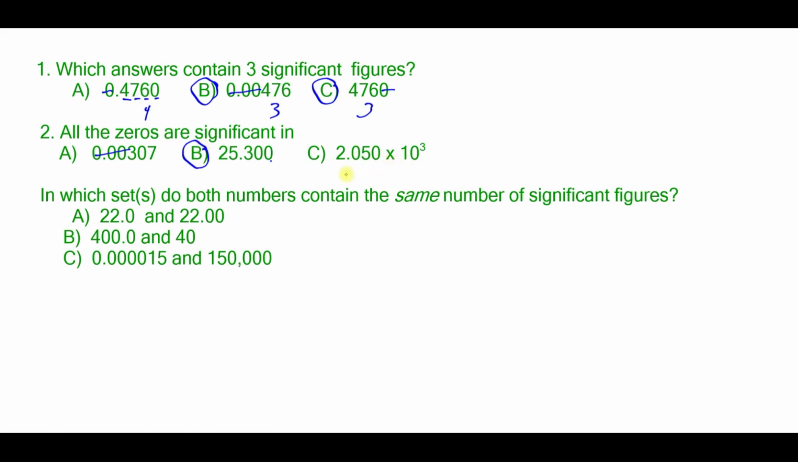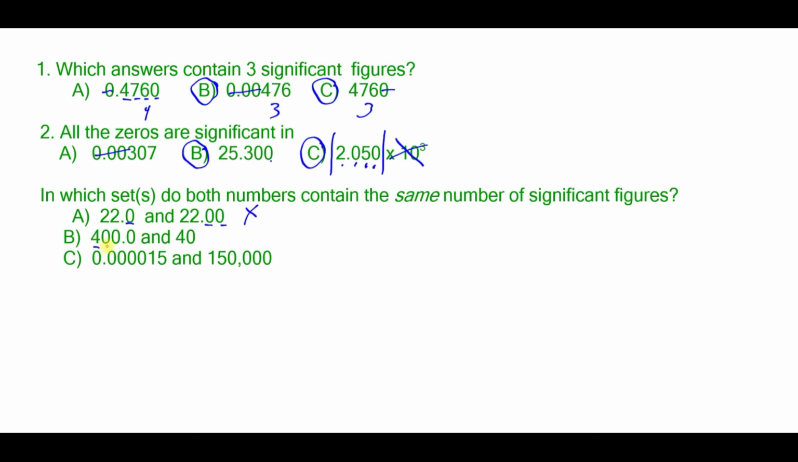And now we have a different type of number. We have scientific notation. With scientific notation, we look at this part, the coefficient, and then we just follow our rules. We ignore the exponent for significant figures. So the 2 is significant, the 0 because it's sandwiched, the 5. We have a trailing 0, and there is a decimal point, so that one is significant, so all the zeros are significant there. If I look at A, I have 22.0 and 22.00. The zeros are significant in both numbers because both numbers have a decimal point, and so that one is not correct. They don't have the same number.